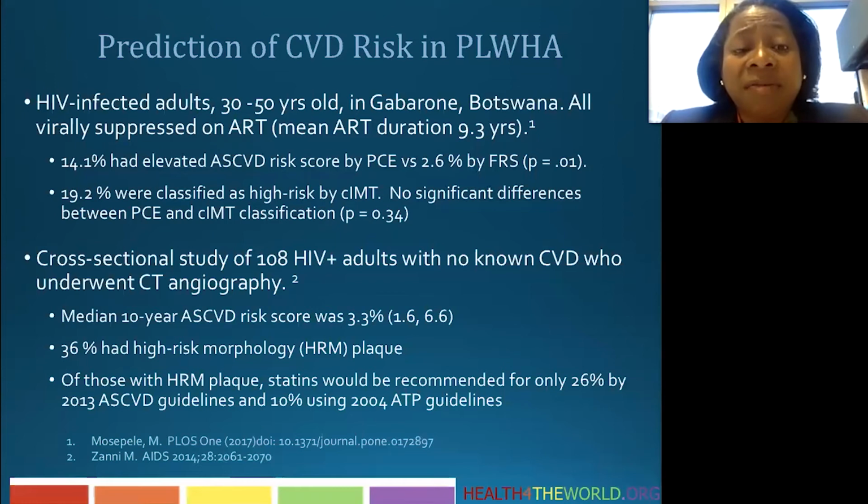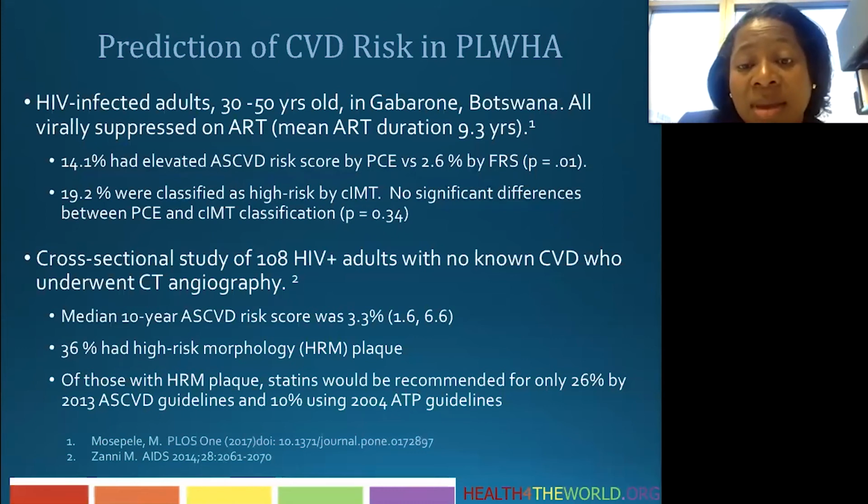Using CT angiography, which looks at the coronary vessels themselves, there was a cross-sectional study by Marchella-Zani et al. at Harvard, and they had 108 HIV-positive adults. This is the same group that did the studies with FDG PET. These people did not have any known CVD. Their median 10-year risk score by pooled cohort equation was 3.3%, but 36% of them had high-risk morphology plaques. So 36% of them appeared to be at high risk based on CT scan.